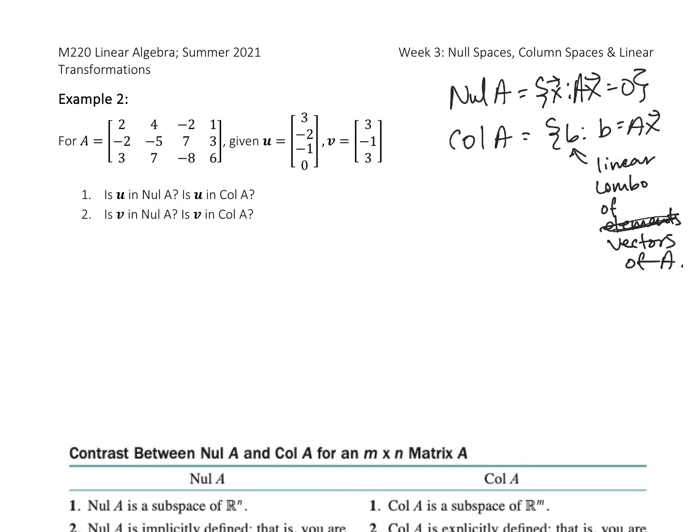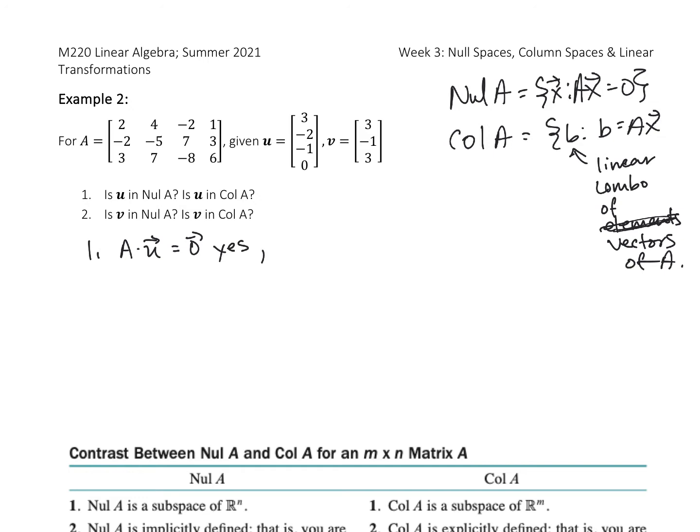So to determine if U is in our null space, all we need to do is multiply A times U and see if we get the 0 vector. Right? So if I take A times U, do I get the 0 vector? Well, I want you to try it and see what happens. But spoiler alert, yes, I get the 0 vector.